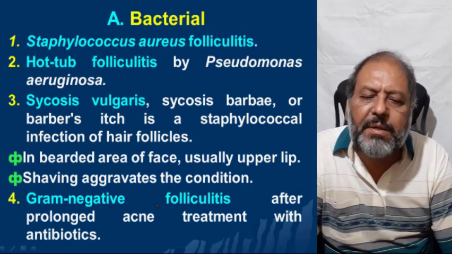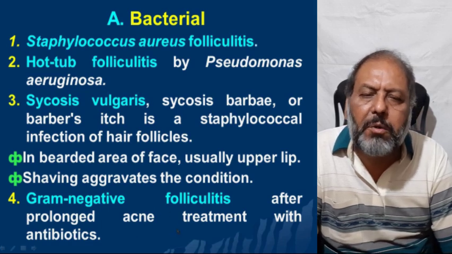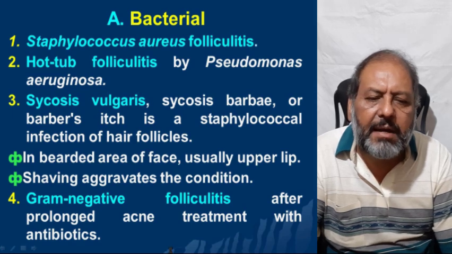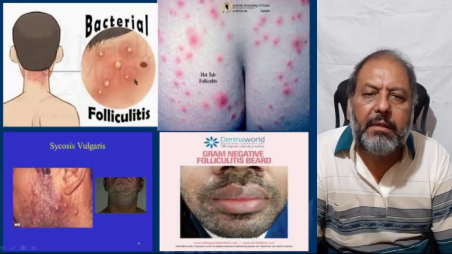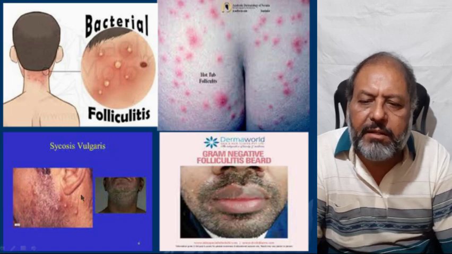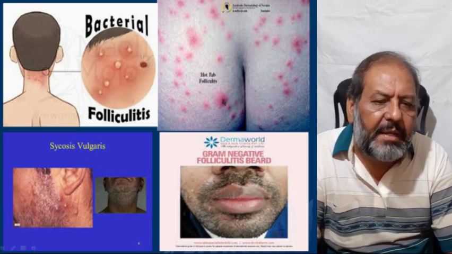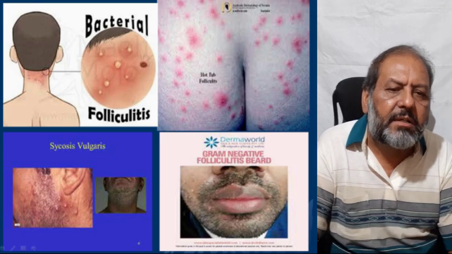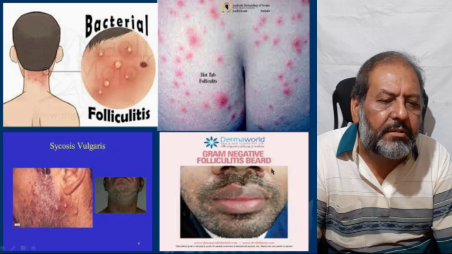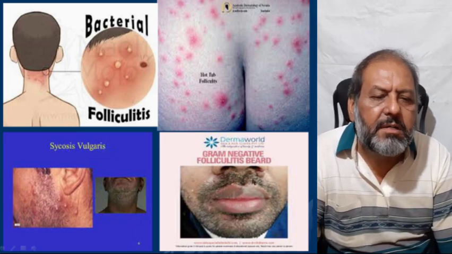The other type is gram-negative folliculitis. It has been seen after prolonged active treatment with antibiotics, that is the gram-negative folliculitis. And here one can see the bacterial folliculitis, Sycosis vulgaris, and the other types, one can see the hot tub folliculitis and the gram-negative folliculitis in the beard because of the treatment.